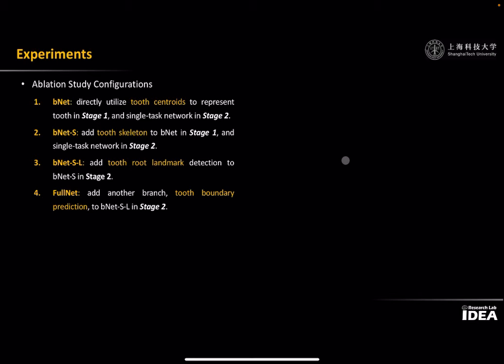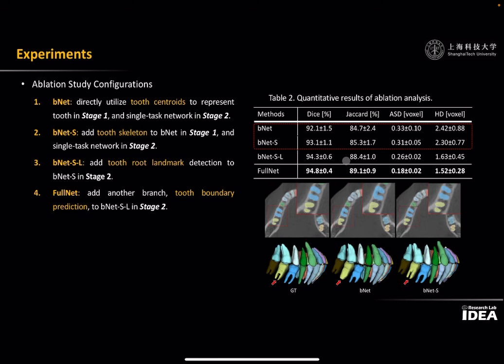To validate the effectiveness of each component, we set up 4 configurations. BNet means it utilizes tooth centroids to detect and represent teeth in the first stage, and a single task network in the second stage for tooth segmentation. BNet-S means it adds scattering in stage 1 to better represent each tooth. It can be seen that with the tooth scattering representation, the 4 metrics are consistently improved. Also, from the visual comparison, it can be found that the molar with multi-roots can be separated more accurately.